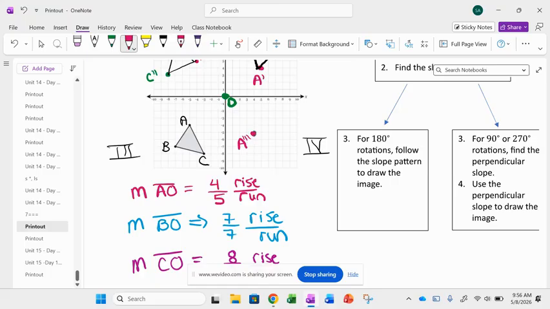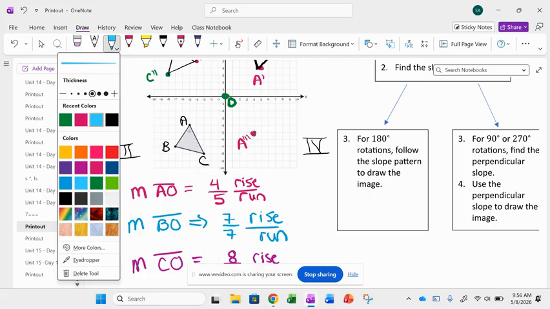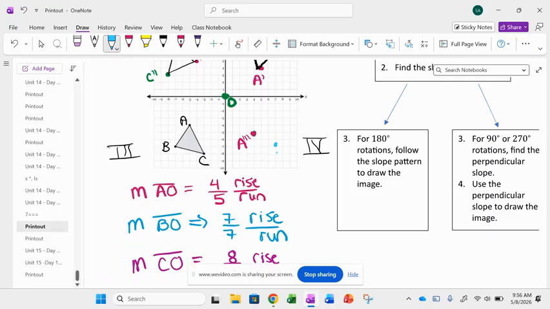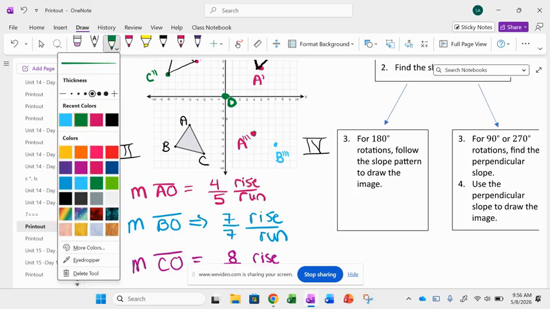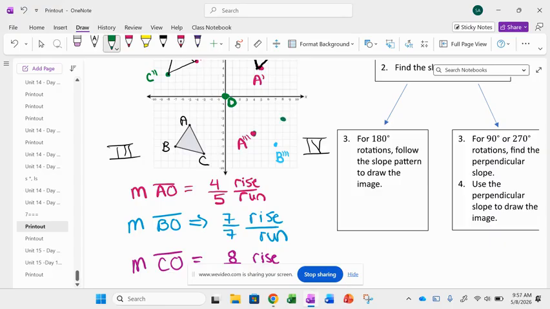Now for BO, the slope of the perpendicular is negative 7 over 7. So for my rotation of point B, I'm going to go down 7 to the right 7 to end up in quadrant 4. And that's my B triple prime. Now for C triple prime, the slope of the perpendicular was negative 3 over 8. So we're going to go down 3 to the right 8. And then we connect.